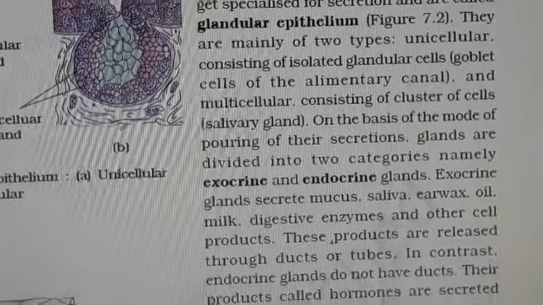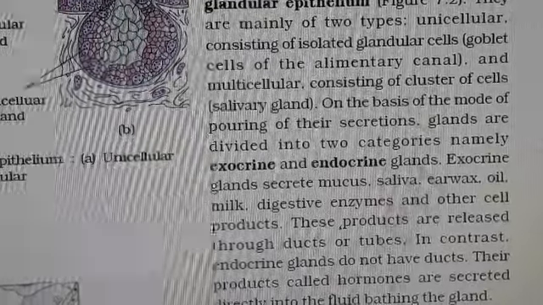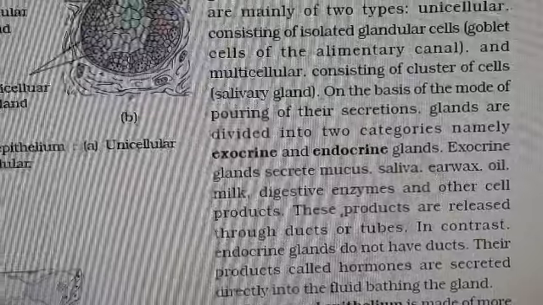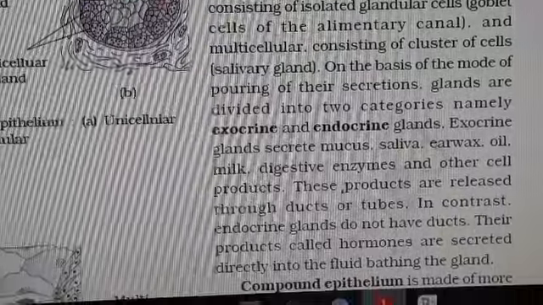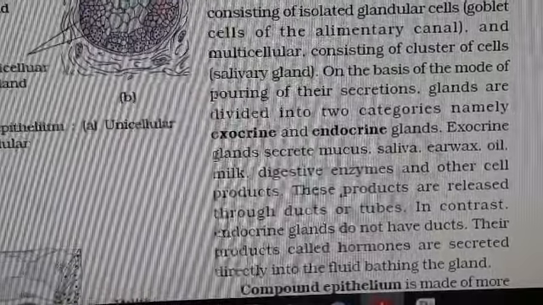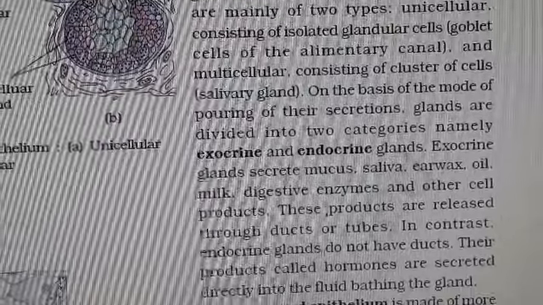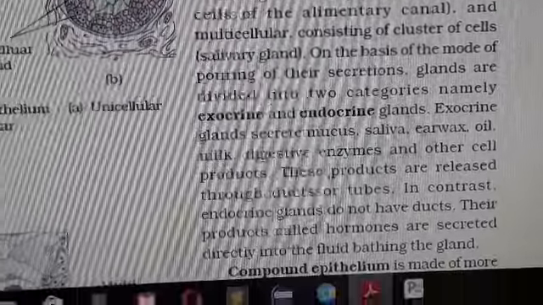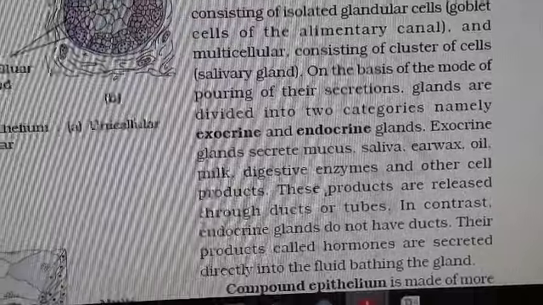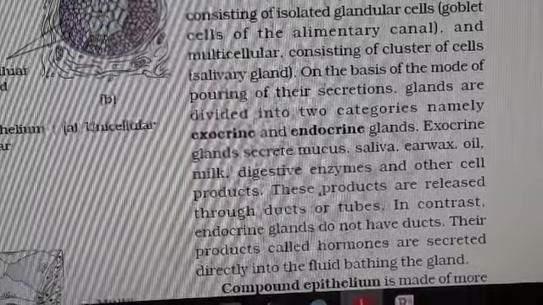On the basis of the mode of pouring of the secretion, glands are divided into two categories, namely exocrine and endocrine glands. Exocrine glands secrete mucus, saliva, earwax, oil, milk, digestive enzymes, and other cell products. These products are released through ducts or tubes.